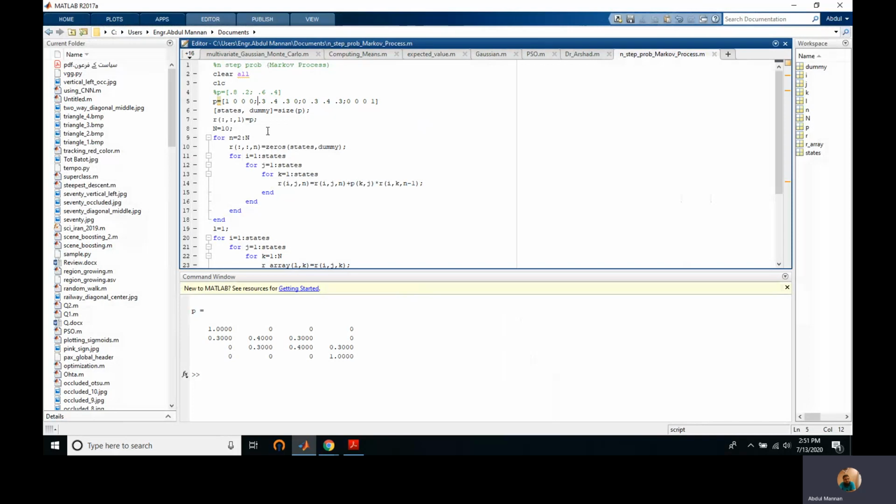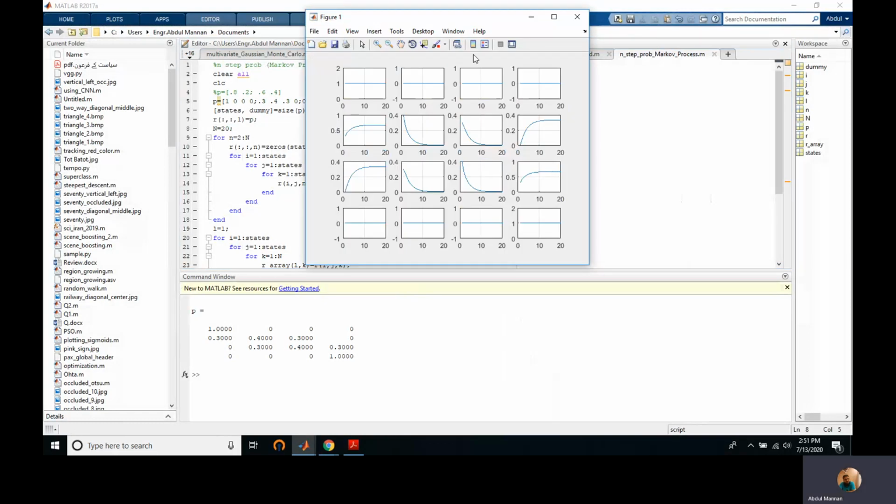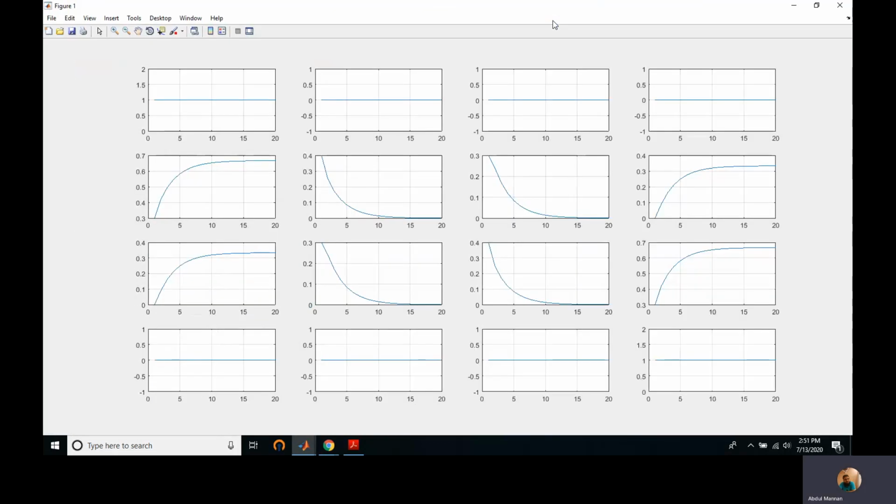You can also play with this code by changing the value of capital N here. Capital N means the number of time steps for which I want to test this code. So let's make it 20. Now it will run for 20 iterations, and this is how it works. For 20 iterations we see all the values of R are going to settle. Either they increase or they decrease, but they tend to settle.